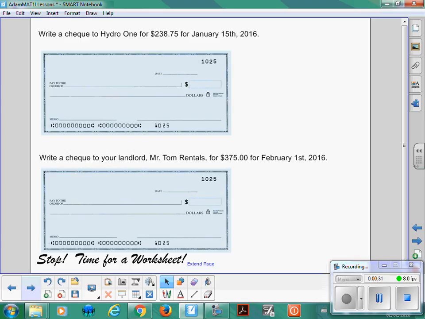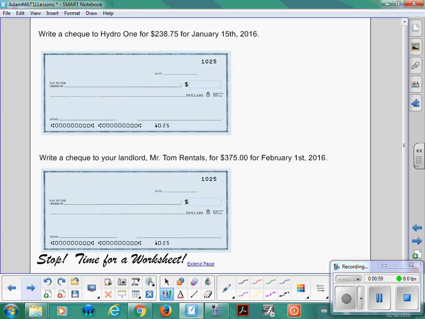So first example, Hydro One. They are the people that take all your money so that you can turn your lights on and charge your iPads. The bill comes, it's $238.75. That is fairly reasonable for an average size house in Ontario. So just so you know, that's probably what your parents are paying. January 15th is the date it's due, 2016. So here we go, we'll fill it out.